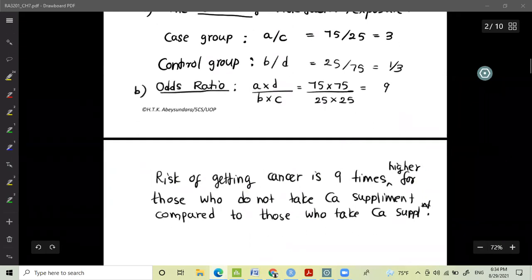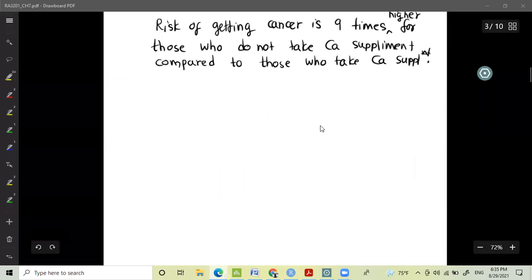Okay. So is this clear to all of you? How to get the odds ratio? So let's try another one. Okay, so this one I'll explain both the odds ratio and the relative risk. Right. Here's the example.